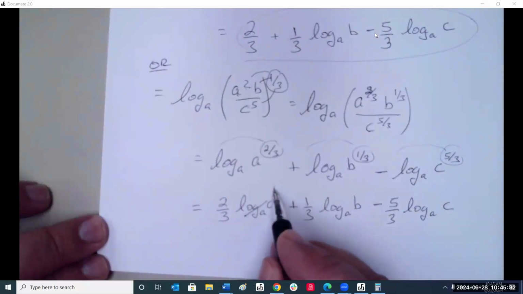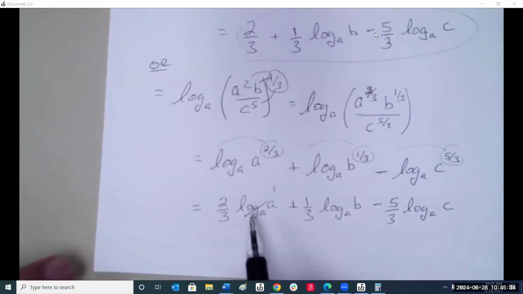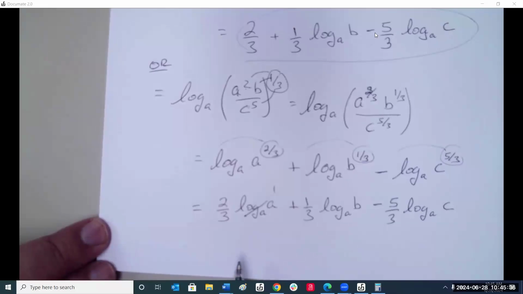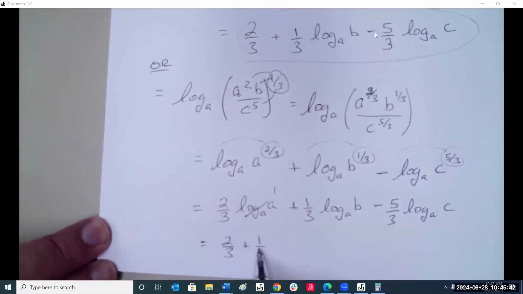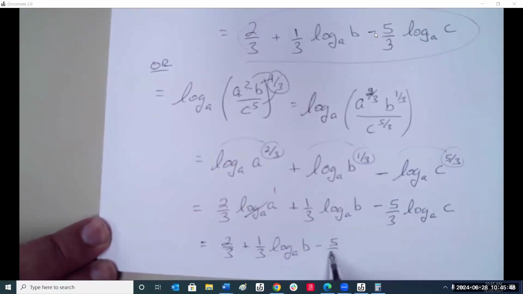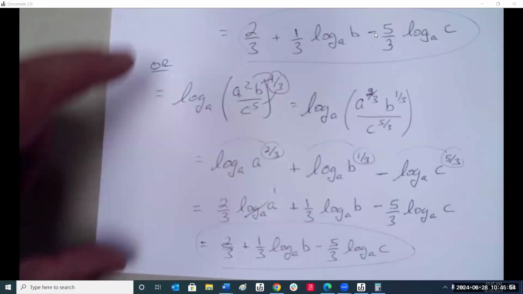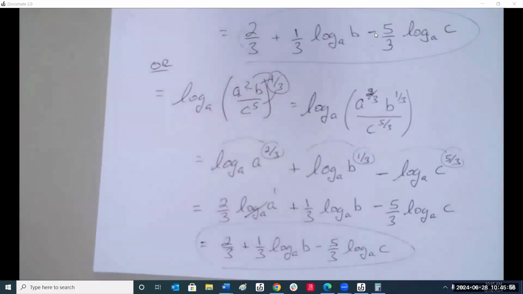And that becomes 1. Log base A of A is 1. Which leaves you what's left. Which is the same thing we got earlier. There again, as long as you follow the rules, there is no wrong rule, no wrong step.